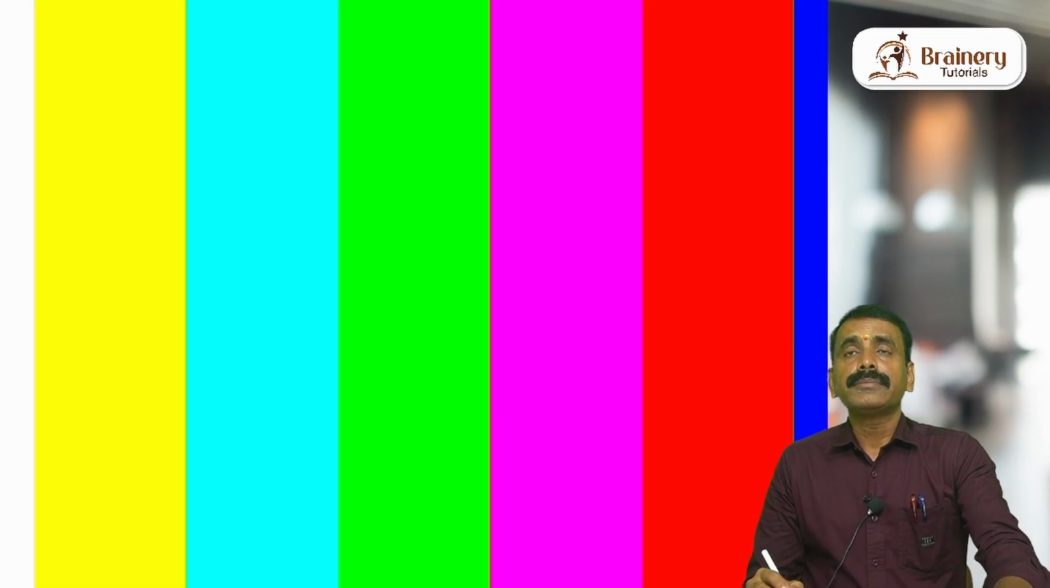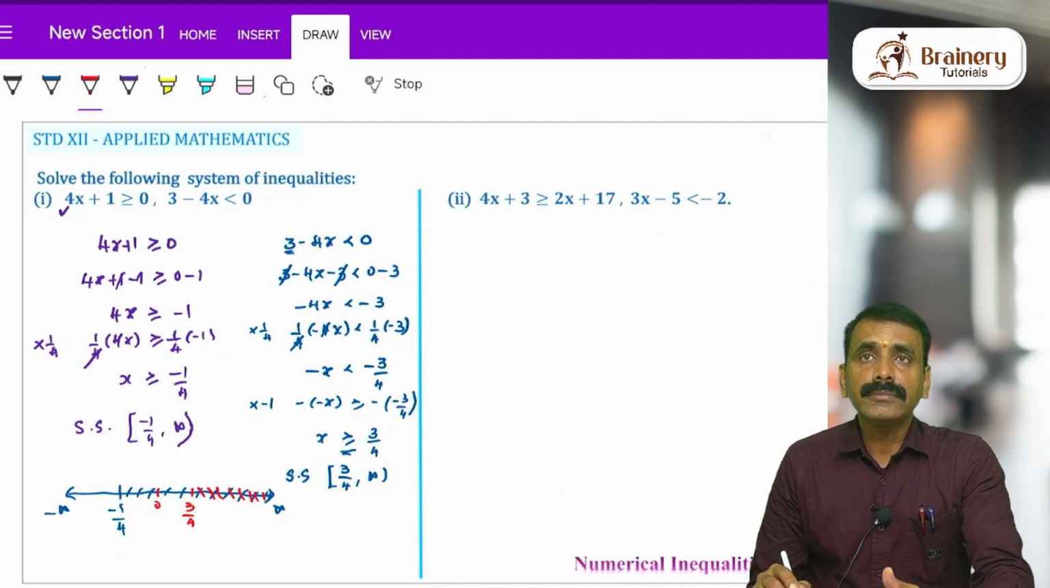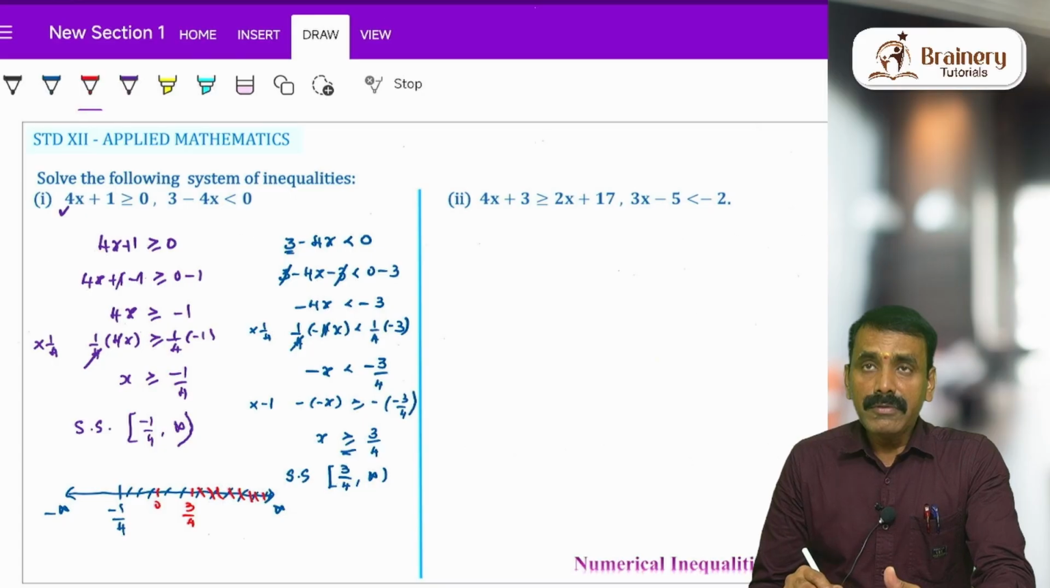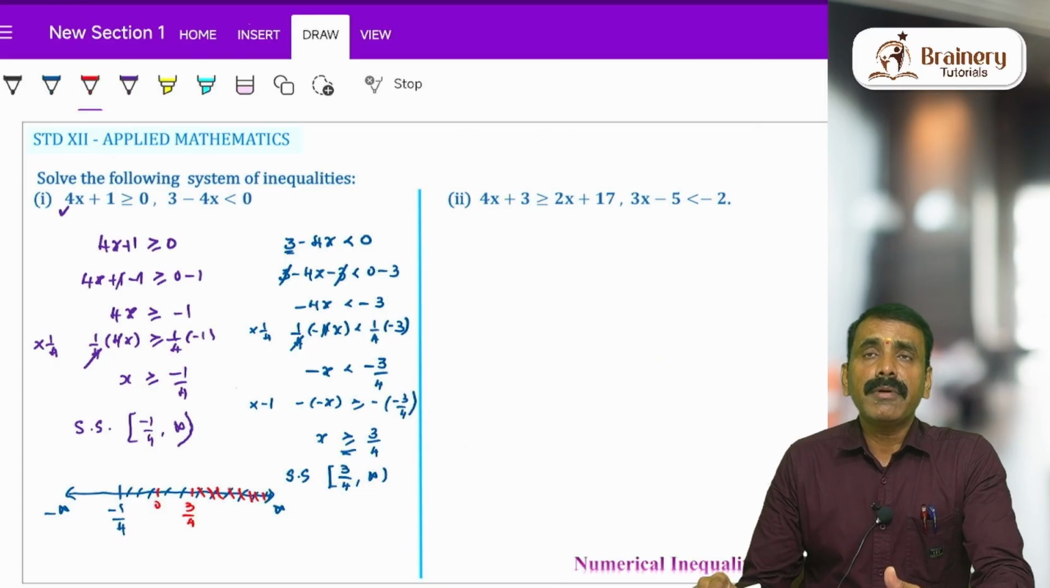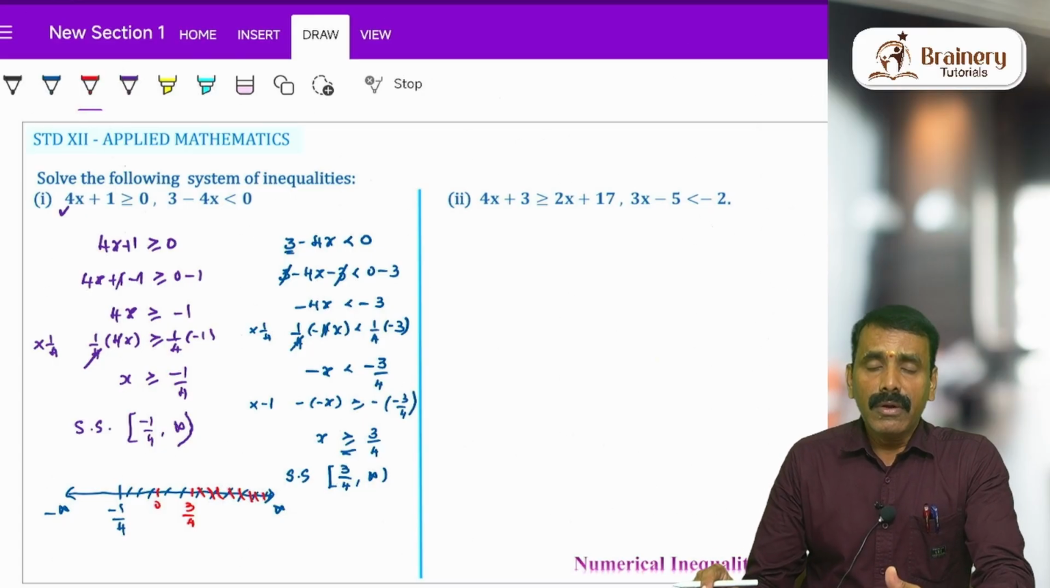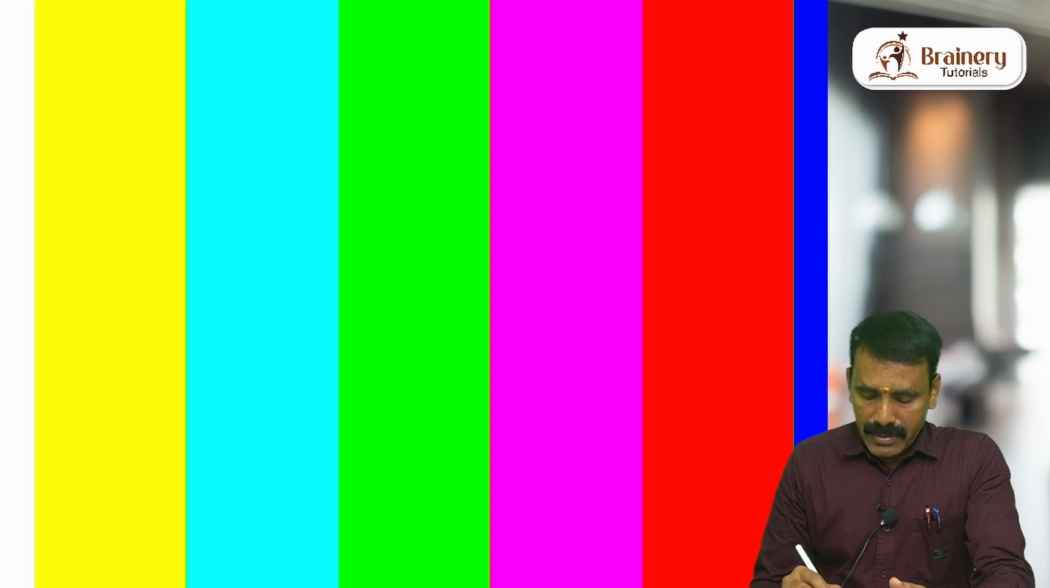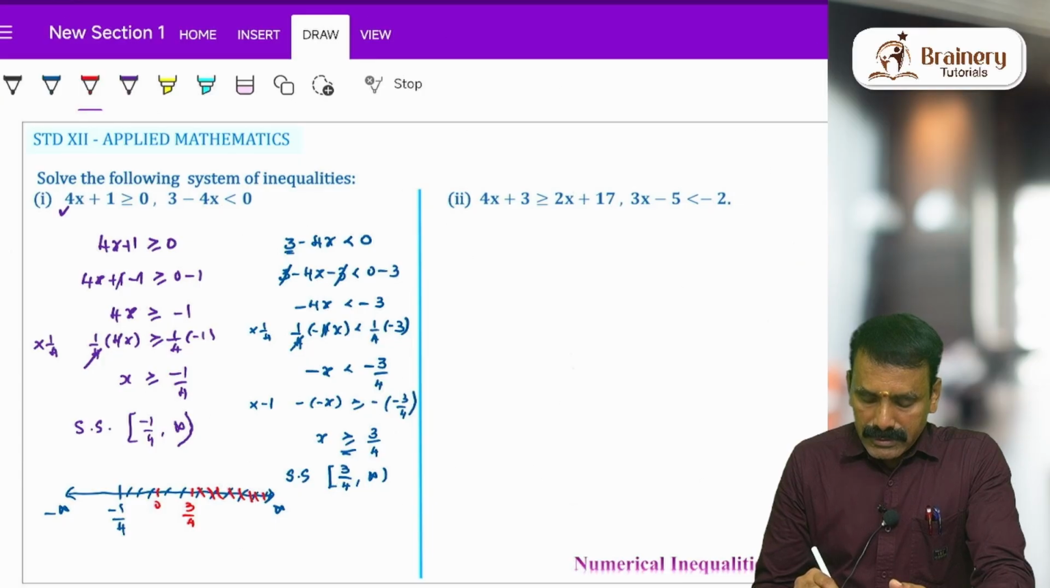Now what is the common region? Common region will be the solution set for the given system of linear inequalities. Okay. Now which is the shaded portion which has both the solutions, which is nothing but 3 by 4 to infinity. So the solution set will be 3 by 4 to infinity.